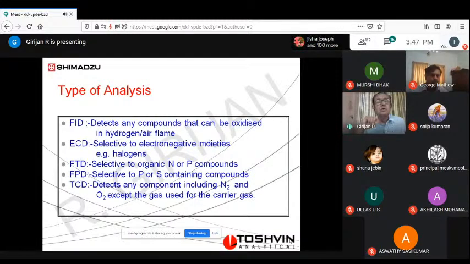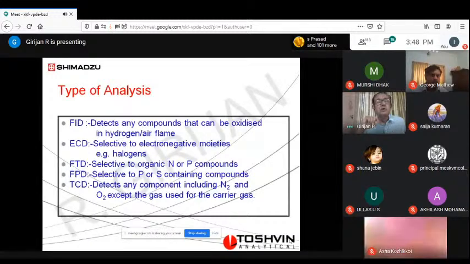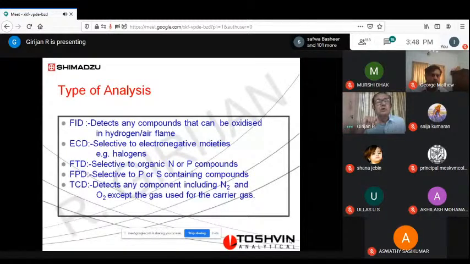Then we have FTD, flame thermionic detector. It is also known as nitrogen phosphorus detector because it's a very selective detector for samples containing organic nitrogen or phosphorus at extremely low concentration. That's why only those types of samples can be analyzed on it. FPD is selective to phosphorus, sulfur, or tin containing compounds, again at very, very low concentration. So that is why these three detectors, ECD, FTD, and FPD, are called selective detectors, because they can be used only for those selected types of compounds, not for all compounds.